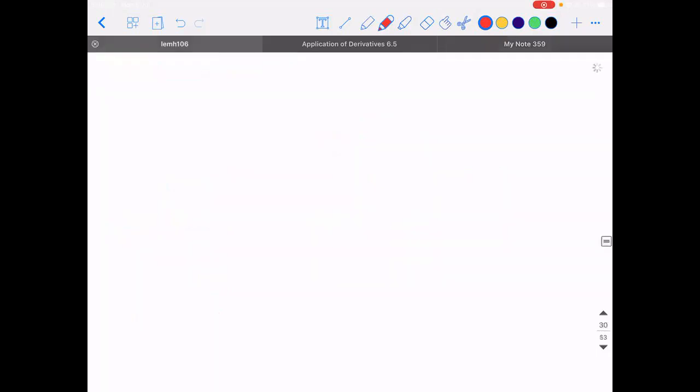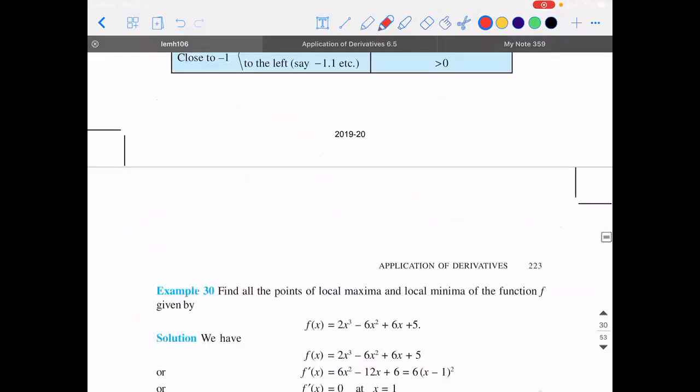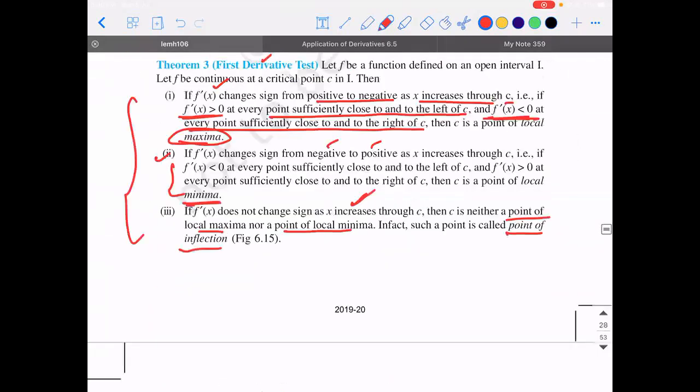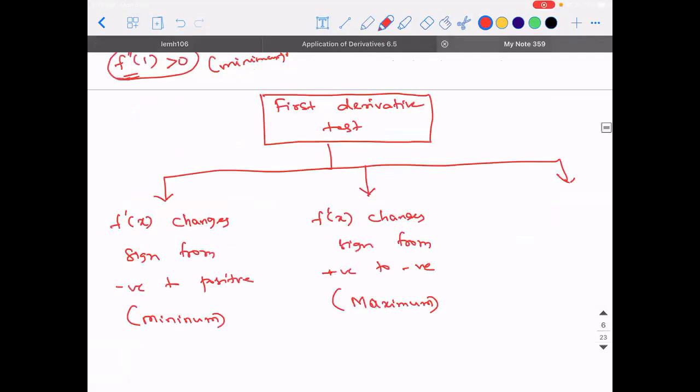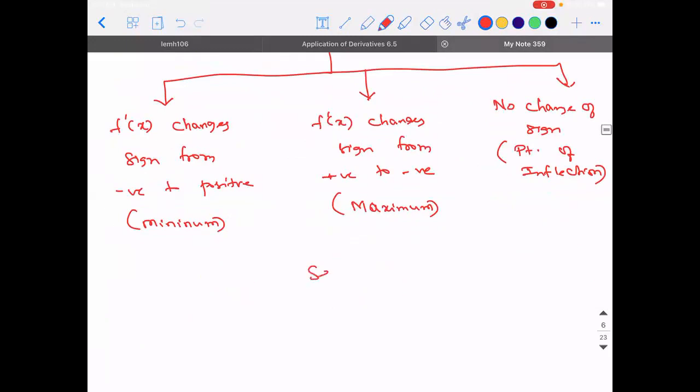I hope this point is clear, right? So in the first derivative test, what have they given? If f dash of x does not change the sign as x increases through c, then c is neither a point of maxima nor minima. So if there is no change of sign, then it is called the point of inflection. And some books write it as inflexion also. Okay, that's also fine.